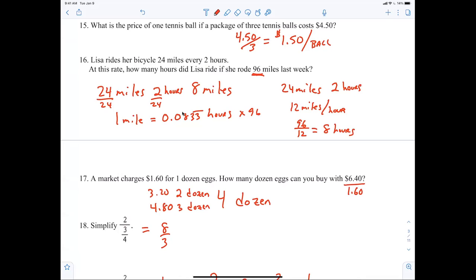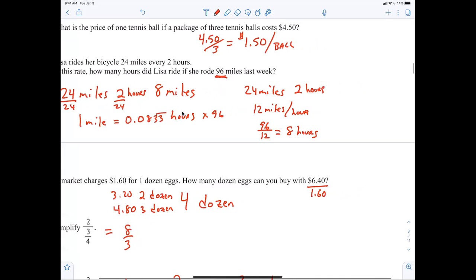I thought you were supposed to do 24 divided by 2, and then you multiply that by 96. No, because that's 12 miles in 1 hour. So listen to me, if you get that, that's 12 miles every 1 hour. You with me? Yeah. So you're gonna divide 96 by 12, because you try to figure out how many hours that is.